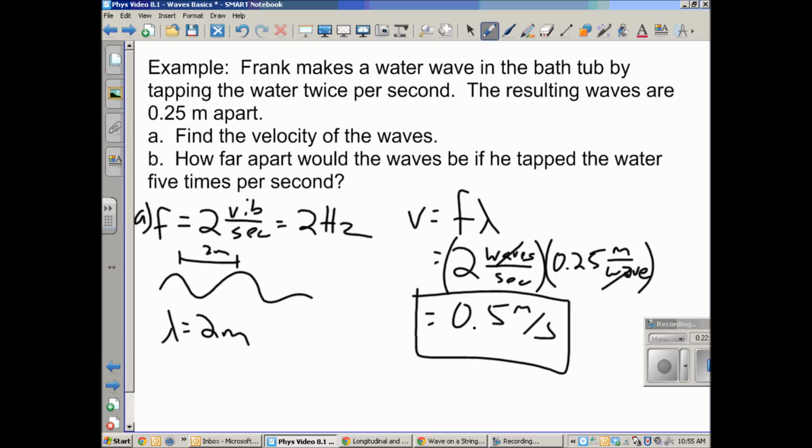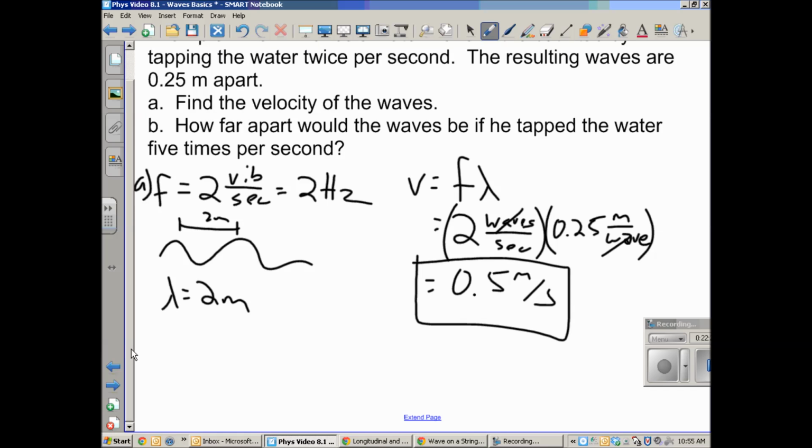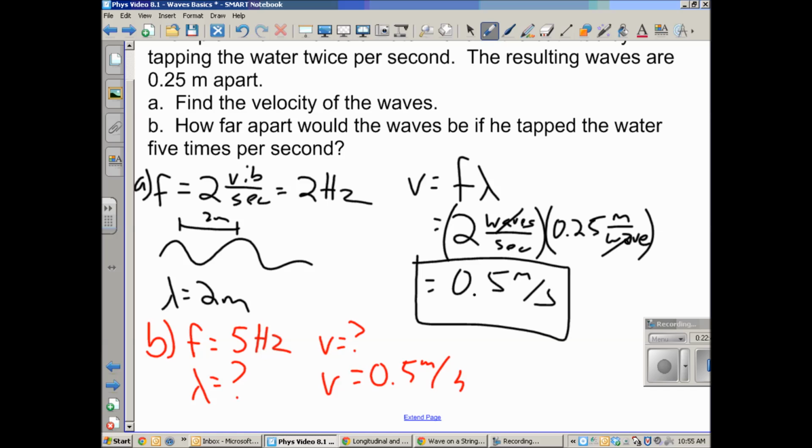Part B says, how far apart would the waves be if you tapped the water 5 times per second? I like this question because it really forces you to think about something. We changed the frequency to be 5 hertz, and we're trying to find how far apart the waves are, the wavelength. Well, what's the velocity? Remember, the medium hasn't changed at all, so our velocity is still going to be 0.5 meters per second. So based on that, we can find the wavelength.